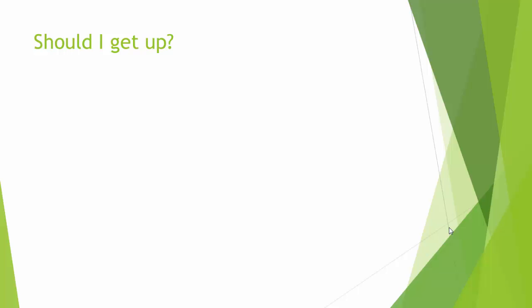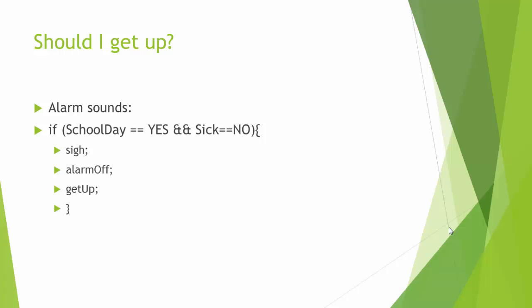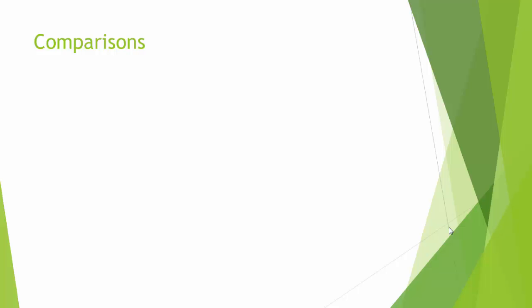So let's go back to our alarm clock sounding. And should I get up? So the alarm clock sounds. If it's a school day and we're not sick, all right, alarm off, get up, go to school. All right, so we have to meet those two conditions. If it's a school day and we are sick, forget it, man, we're going back to bed. Okay, so that's an AND function.